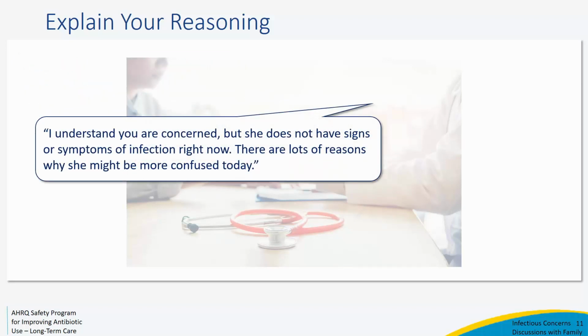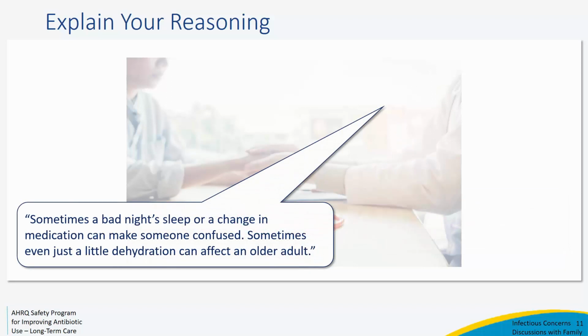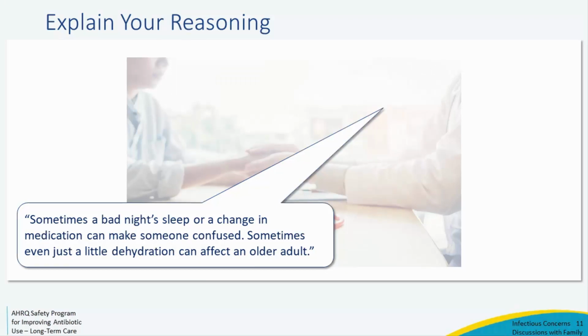I understand you are concerned, but she does not have signs or symptoms of infection right now. There are lots of reasons why she might be more confused today. Research from the last few years tells us that UTIs are not really a common reason for confusion. Sometimes a bad night's sleep or a change in medication can make someone confused. Sometimes even just a little dehydration can affect an older adult.